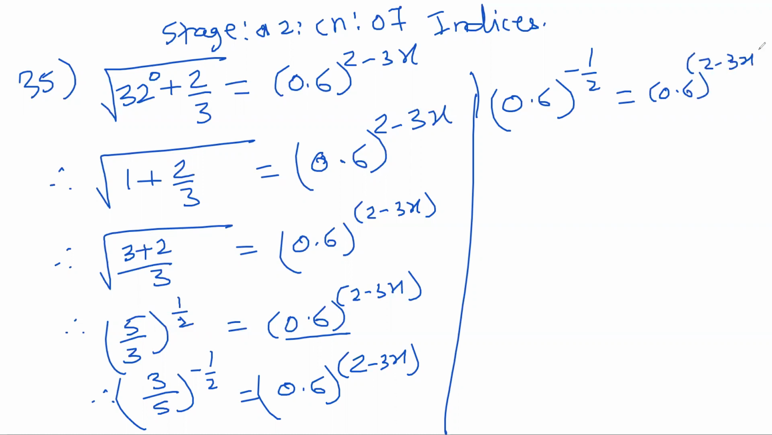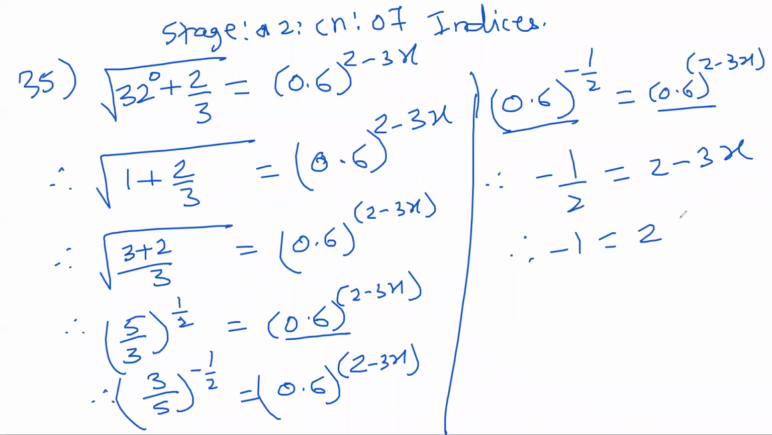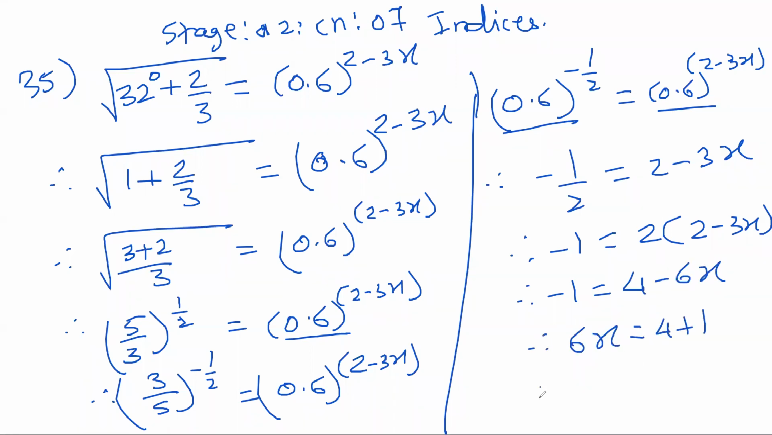Yes. Now you can equate the indices. So minus half is equal to 2 minus 3x. Minus 1 is equal to 2 into bracket 2 minus 3x. Minus 1 is equal to 4 minus 6x. So 6x is equal to 4 plus 1. Right? So 6x is 5, which means x is equal to 5 upon 6.